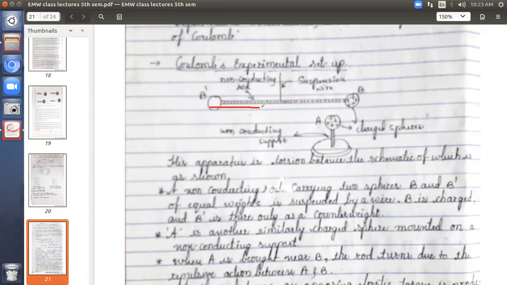He took a torsion balance wherein two spheres are suspended and they are at equilibrium. One sphere is charged, positively charged. The other sphere, which is also positively charged, is brought near to it, sphere A and sphere B. Then he observed what happened when he took sphere A near to B.